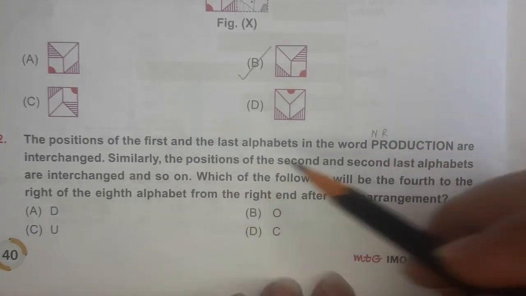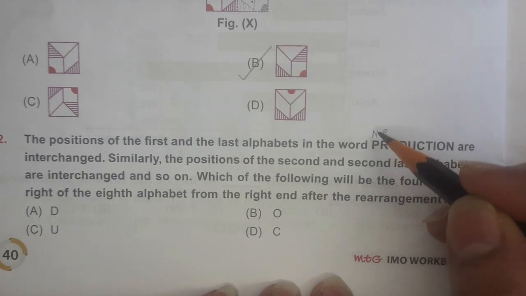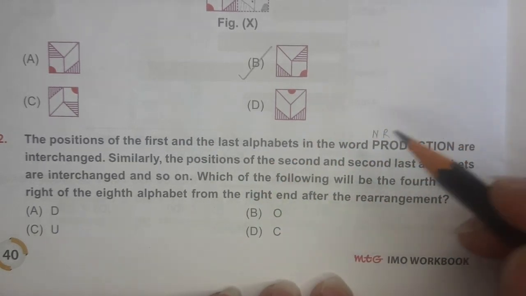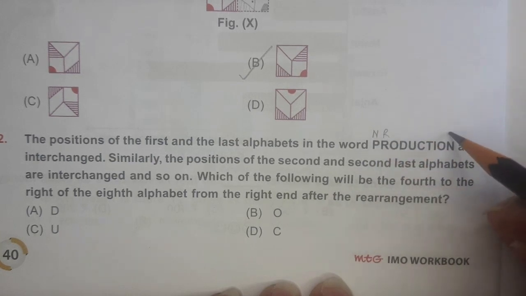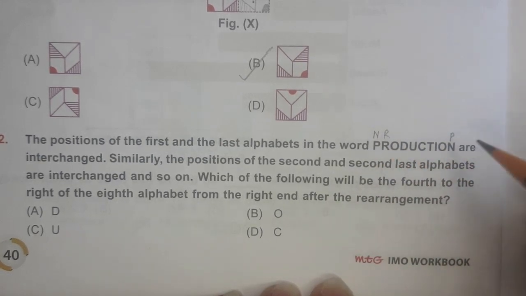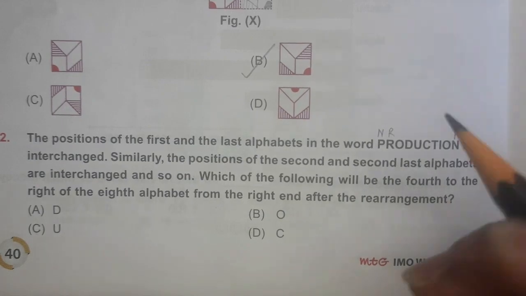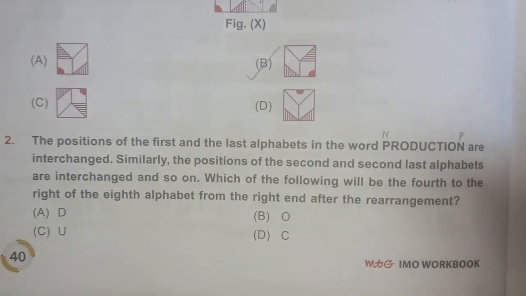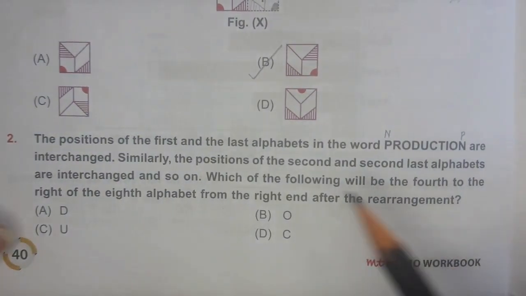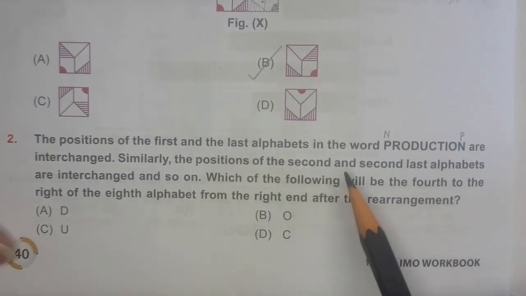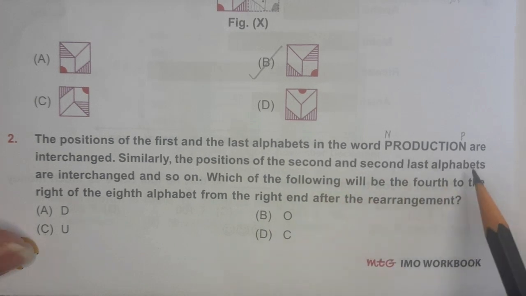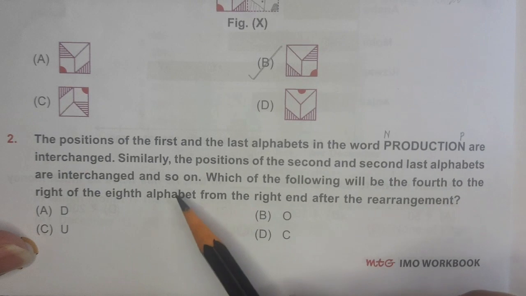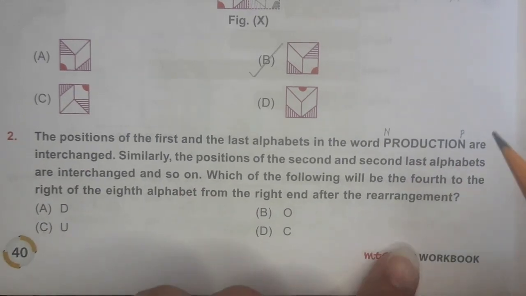Okay, let's wait. I think there is more information. First I will change what is there for N and P. So I'm interchanging them, N and P. Let me erase for the next one, and let's see what has been given. Similarly, the positions of the second and second last alphabet are interchanged, and so on. So on means I have to do it for all of them.